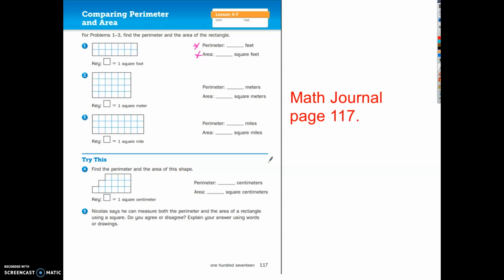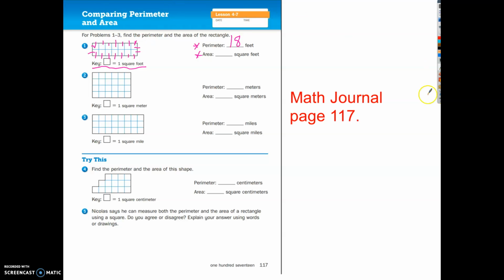So this is the little trick that I showed you earlier. I can count for the perimeter. 1, 2, 3, 4, 5, 6, 7. I'm counting the lines. 8, 9, 10, 11, 12, 13, 14, 15, 16, 17, 18. So the key is telling me each square is 1 square foot. So the perimeter is 18 feet.